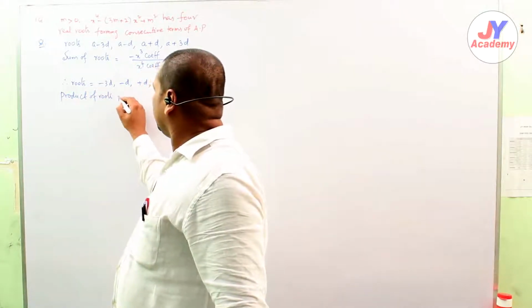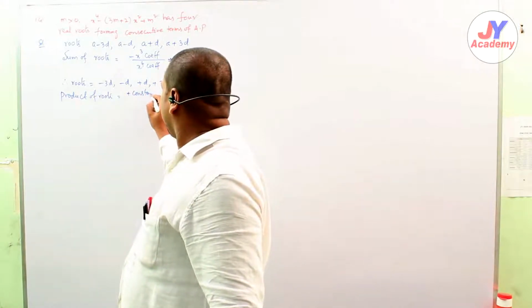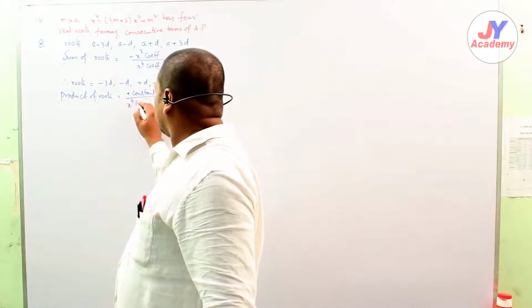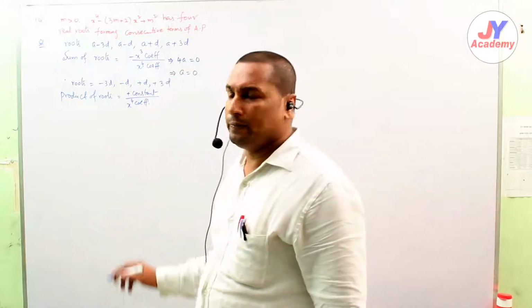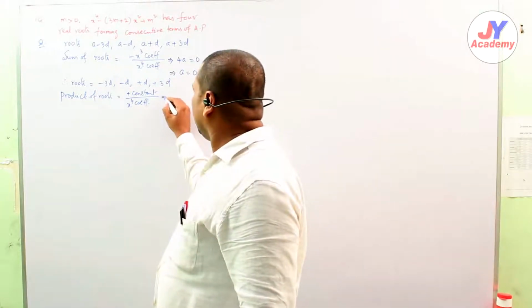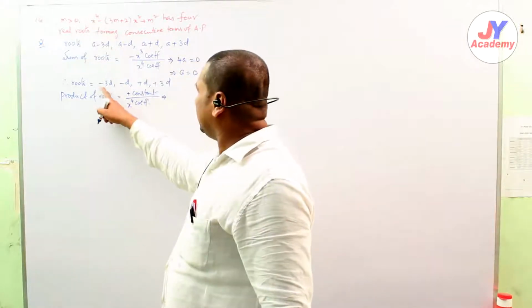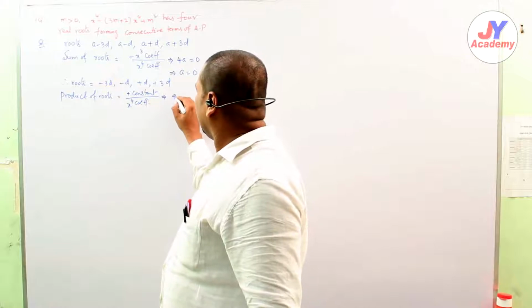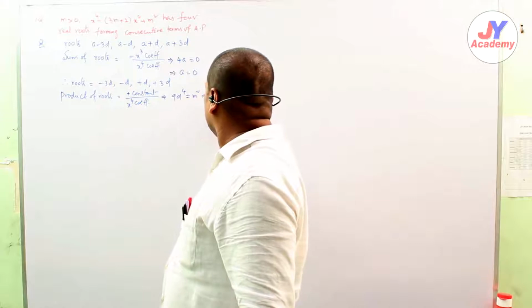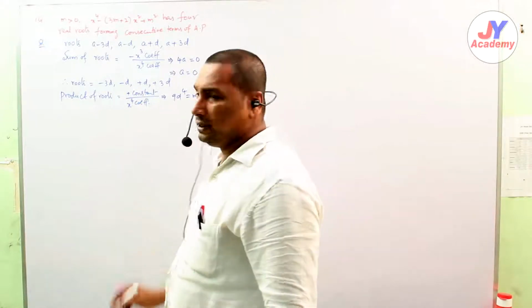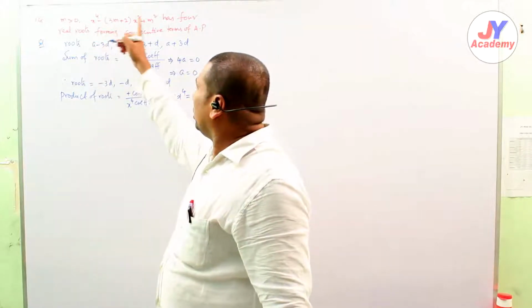Product of roots is plus constant by x power 4 coefficient. So what is the constant? M square, and x power 4 coefficient is 1. Here minus into minus is plus, so 9d power 4 is equal to m square. So m is equal to plus or minus 3d square. Okay, sum of roots completed, product of roots completed.